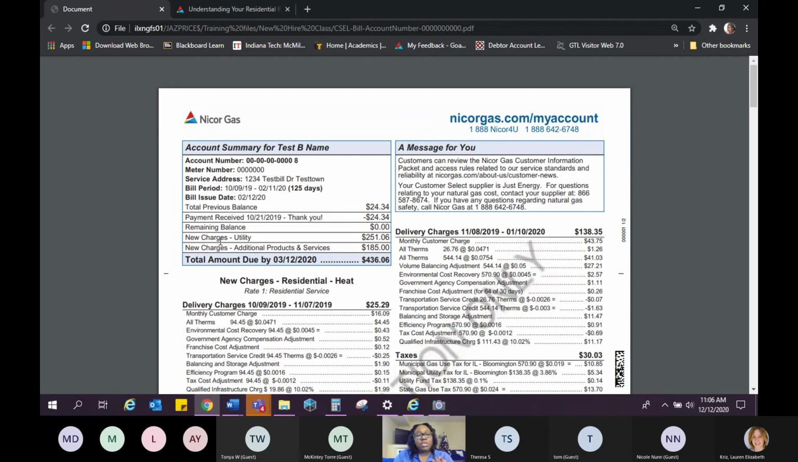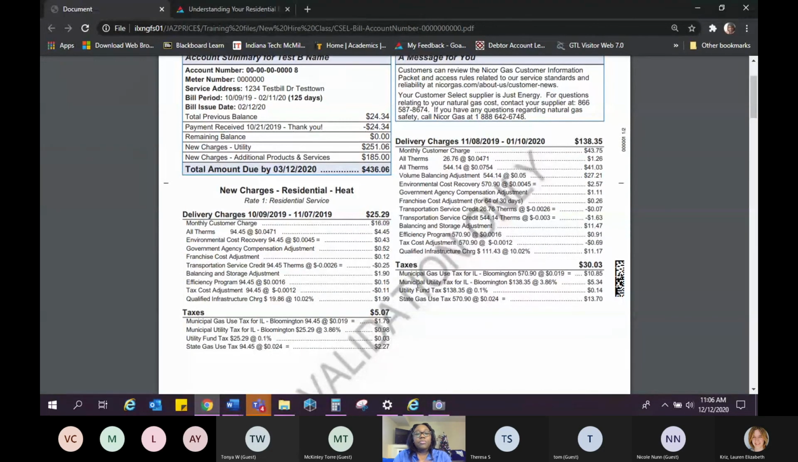So for this customer, what they're paying NICRA gas, which is the utility, is $251.06, but the third party for the additional products and services is going to be $185. So here we have a total amount due, which there is a due date. This is a more current bill. So it looks like March 12th of 2020, and the total was $436.06.